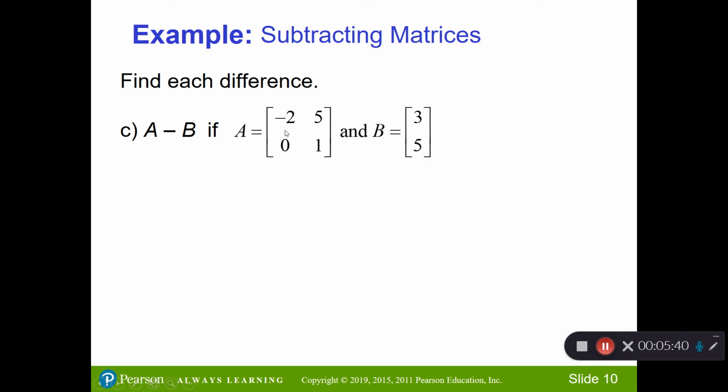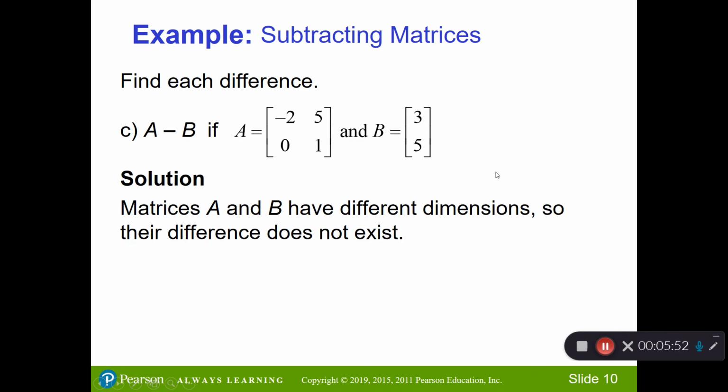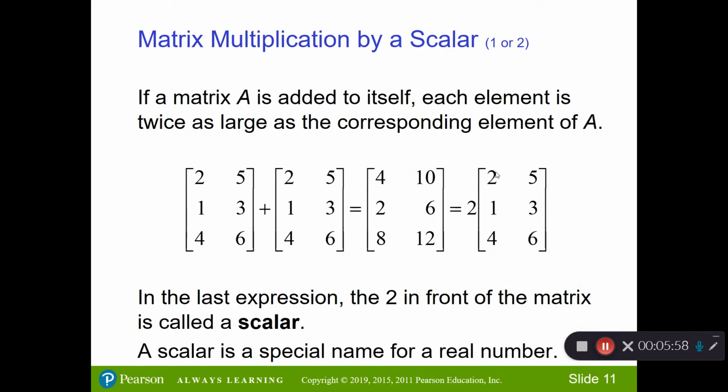All right, let's find the difference of these two. Now, if I go, okay, well, I can say negative 2 minus 3, fine, but then what am I going to subtract with 5? There's nothing in the second place over here. These two matrices do not have the same dimensions. If they don't have the same dimensions, I can't add or subtract them.